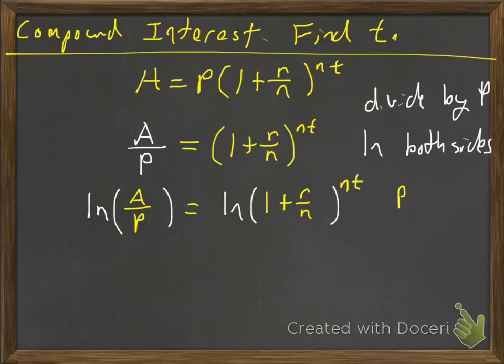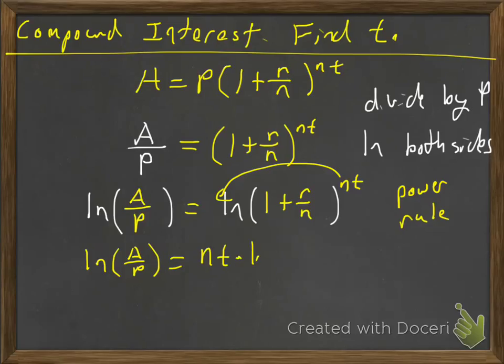And then we're going to use the power rule to bring down that nt. So we'll have ln of A over P is equal to nt times ln of 1 plus r over n. Attached to the t is the n, and then the ln of 1 plus r over n, and that's all attached by multiplication, so we're going to divide by all that junk. So n ln of 1 plus r over n. I'm going to divide both sides by that.